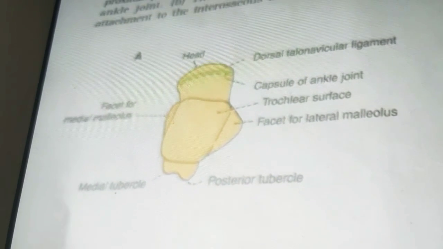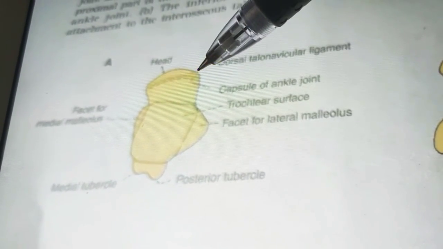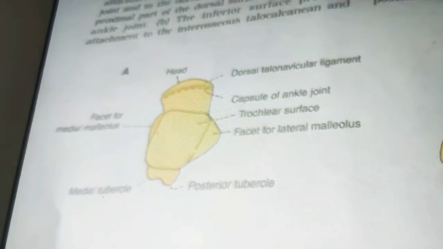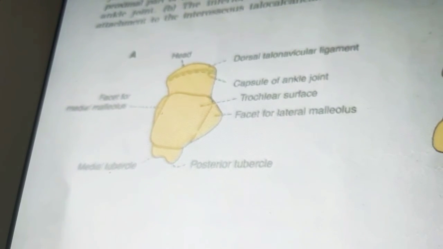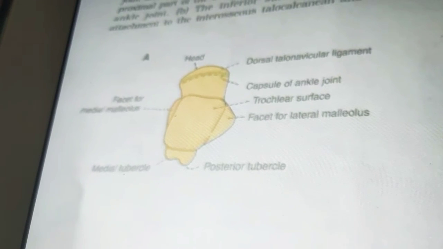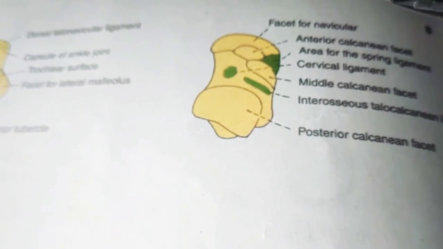So on this surface, the ligaments which I mentioned, you can see this is the dorsal talonavicular ligament, and this is the capsule of the ankle joint. And to the dorsal talonavicular ligament, the proximal part of the dorsal surface lies within the ankle joint. Inferior surface provides attachment to the interosseous talocalcaneal ligament.